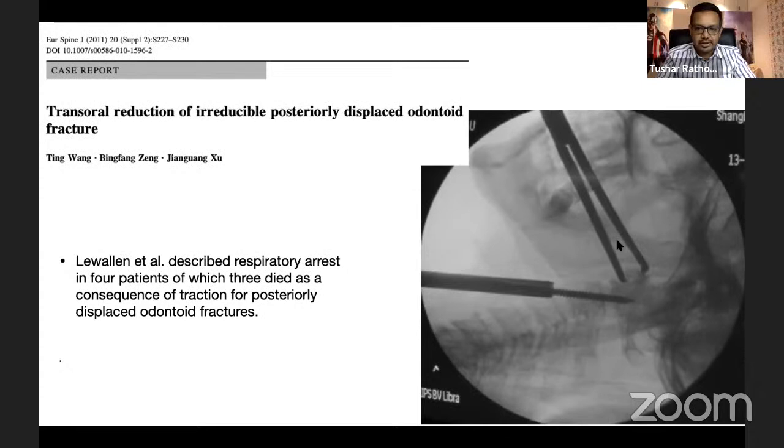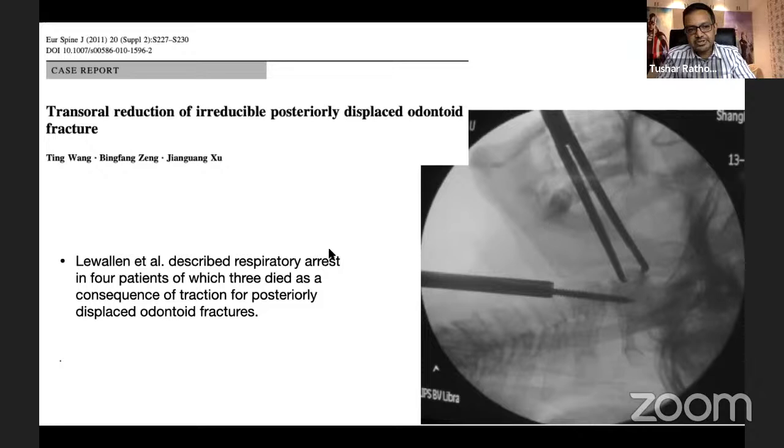The problem is the overlap between the C1-C2 odontoid. When it becomes bilayed and they present late, it becomes very difficult to reduce. They went transoral, took the C1, pulled it back, then did an odontoidectomy, and then did a posterior fusion.